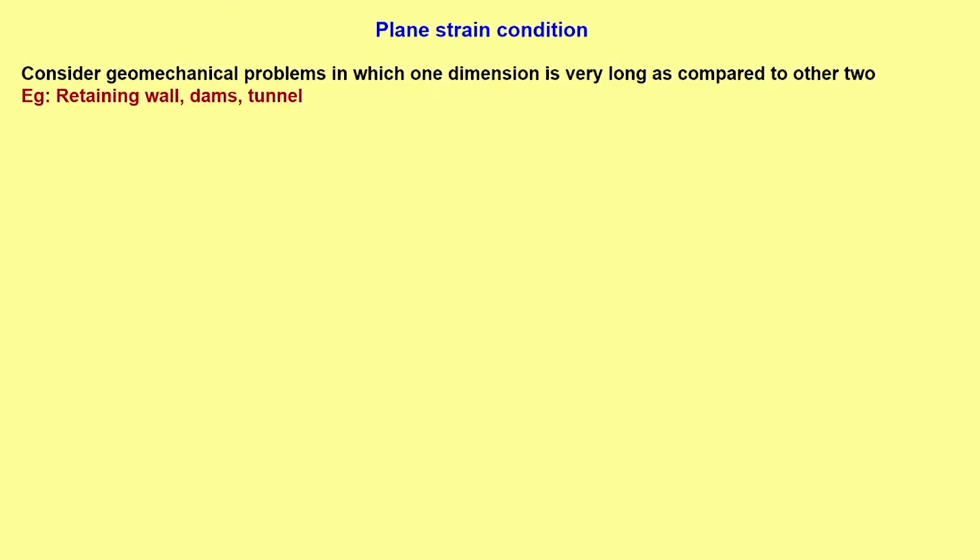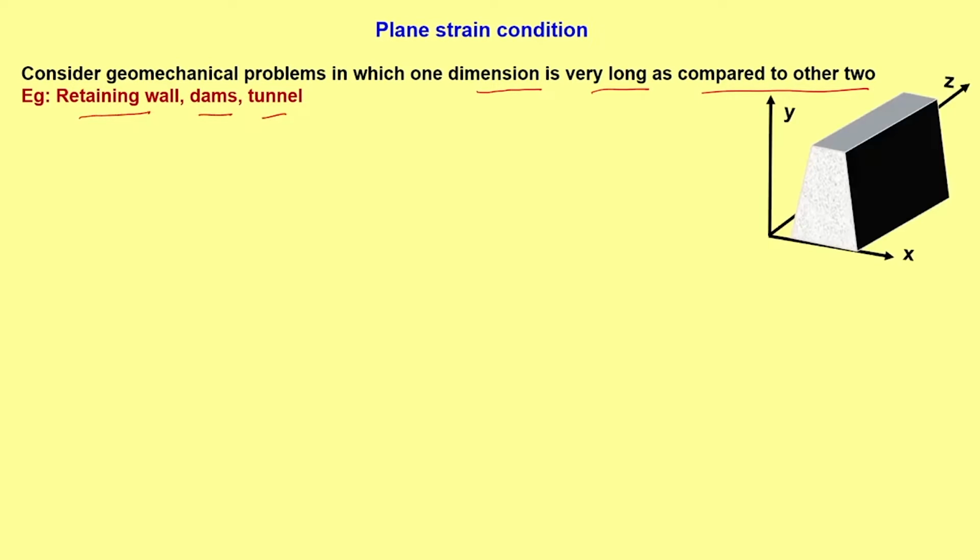So, first let us discuss what the plane strain condition is and how you can idealize a 3D problem to 2D by conceiving a geomechanical problem as plane strain. So, what is meant by plane strain? You can consider geomechanical problems in which one dimension is very long as compared to the other 2. For example, retaining walls, dams and tunnels.